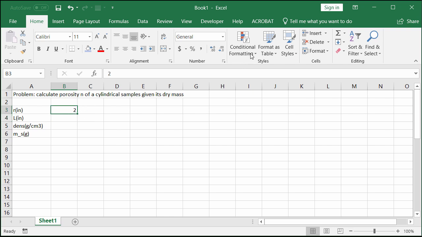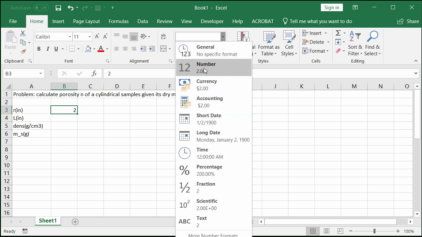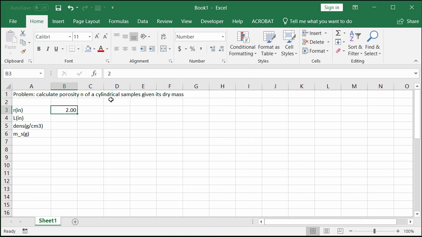So what I actually need to do is consciously change the formatting of this to what's called the number format, where I can adjust the number of digits after the decimal point, and I want to adjust it till I get 2.00. That's what was given.